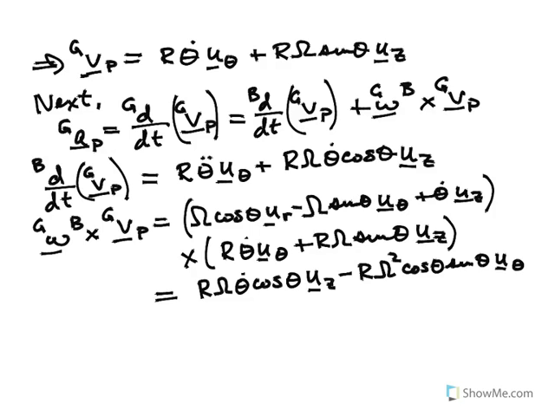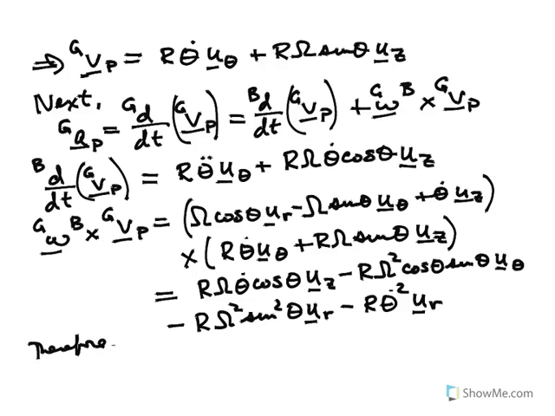And then U theta crossed with U theta is 0, U theta crossed with UZ is equal to UR, so I get minus r omega squared sine squared theta times UR, and then UZ crossed with U theta is minus r theta dot squared UR, and then UZ crossed with UZ is 0. So therefore, the acceleration as viewed by an observer fixed to the ground is equal to, well, let's gather all the terms.